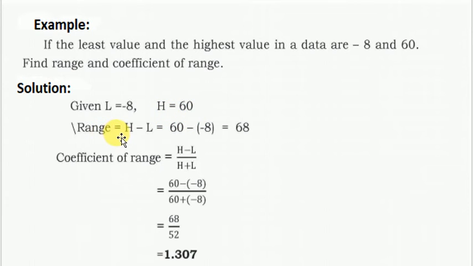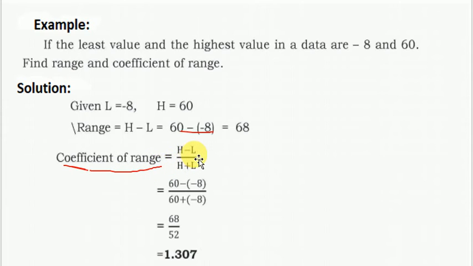So range, as you know, R equals highest minus lowest, that is 60 minus -8, which equals 68. Minus into minus is a plus, so it is 60 plus 8, 68. So this is the absolute range, the variation in the data from lowest to highest. What about the coefficient of the range?